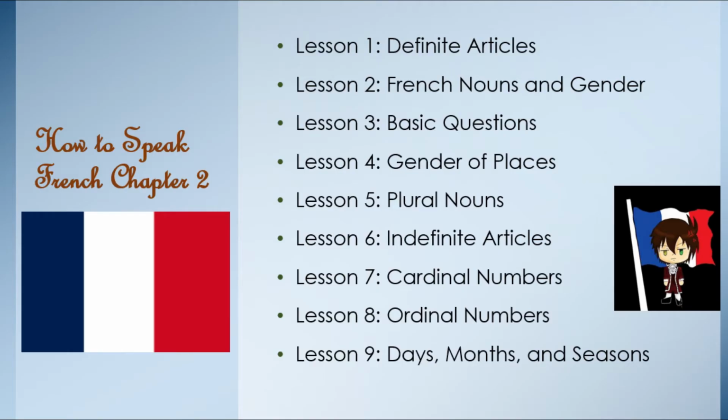So in this chapter, we have 9 lessons, starting with Lesson 1, Definite Articles, Lesson 2, French Nouns and Gender. Next, we have Basic Questions. Lesson 4, Gender of Places. Lesson 5, Plural Nouns. Lesson 6 is about Indefinite Articles. And Lesson 7 is Cardinal Numbers. Lesson 8 is Ordinal Numbers. And the last lesson for Chapter 2 is Days, Months, and Seasons.